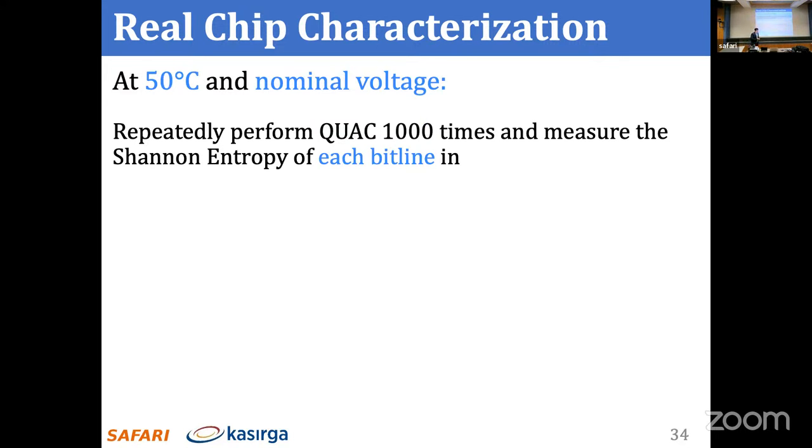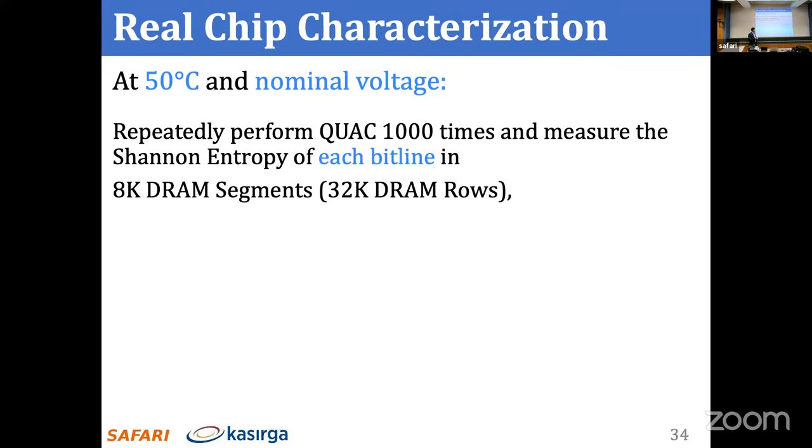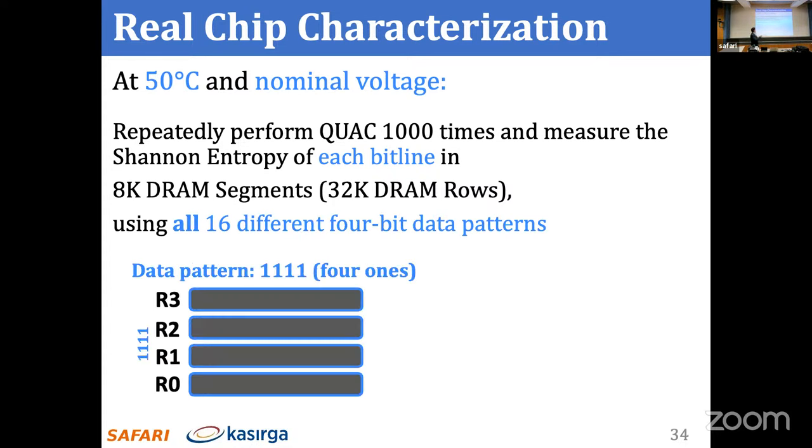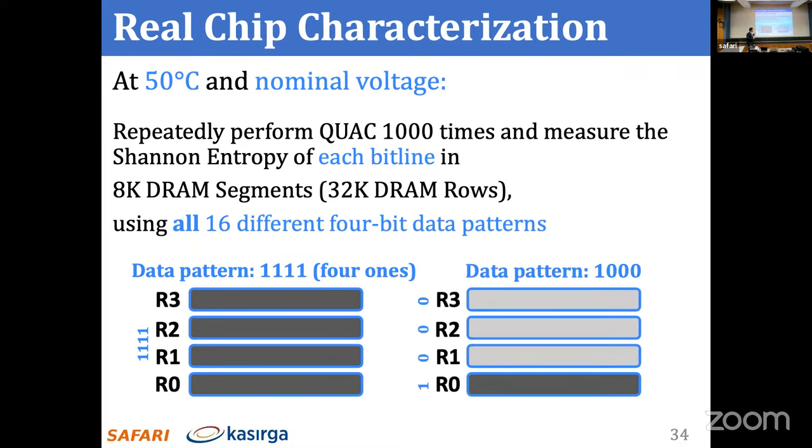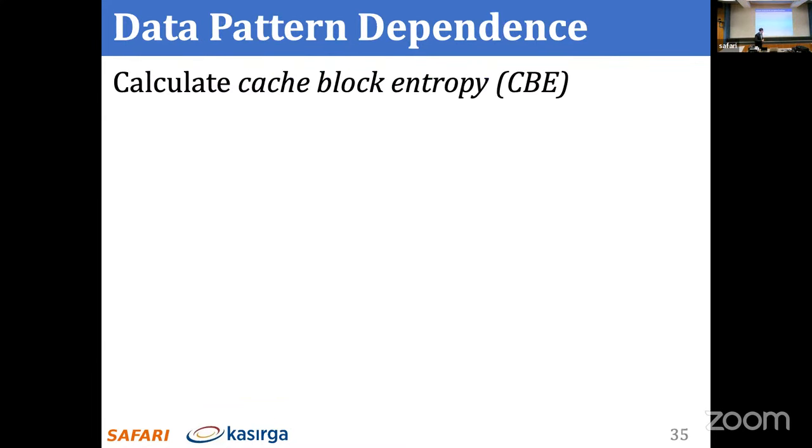And we do this at 50 degrees Celsius with nominal or standard DDR4 voltage. We repeatedly perform QUAC 1,000 times and measure the Shannon entropy in each bit line, in 8,000 segments, which makes up 32,000 DRAM rows. And we test all possible 16 different 4-bit data patterns. So I try to describe them here. This is one data pattern, all ones. It initializes all rows with ones. And this is another data pattern, 1000. This initializes the first row with one, the other rows with zero.